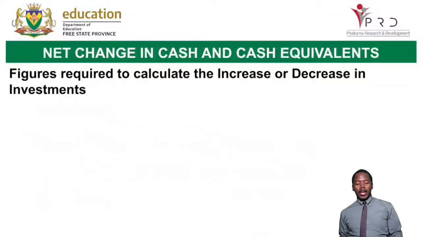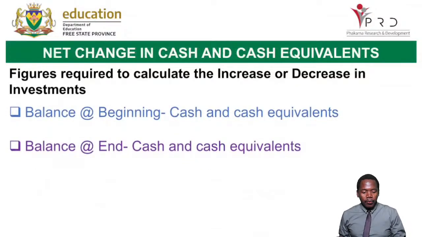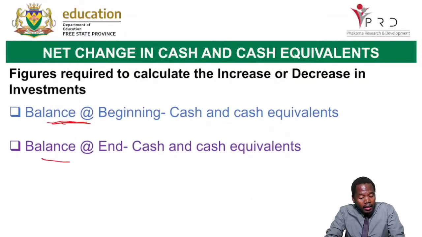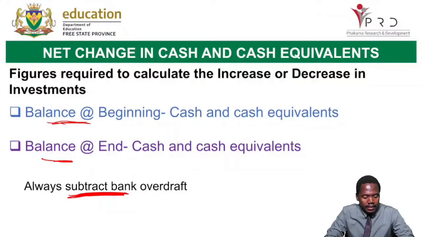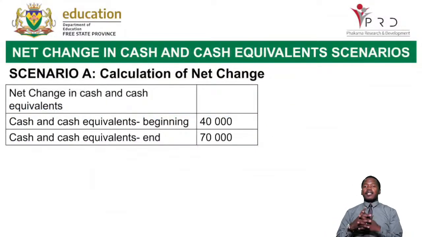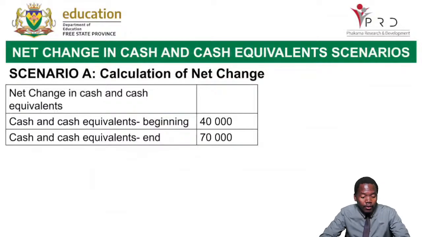Now, let us look at the net change in cash and cash equivalents. Your net change in cash and cash equivalents, we are going to look at that now. Which figures do we need? We will need the opening balance and the closing balance. And then let us look at the different scenarios here. For the net change, don't forget what we need to do at all times. As I indicated earlier on, we need to subtract the bank overdraft. Now, let us work out the net change. I want us to calculate the net change for these different scenarios.